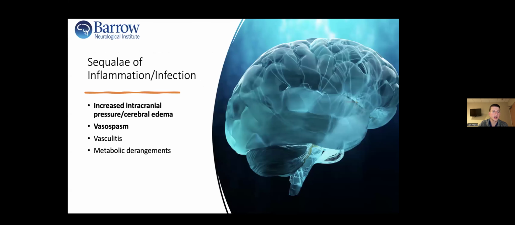Where the neurosurgeon becomes involved in the treatment of these infections is typically the sequelae of inflammation, namely increased intracranial pressure and diffuse cerebral edema, as well as symptomatic vasospasm. And while vasculitis and metabolic derangement certainly are sourced from this inflammation, unfortunately, we don't have great neurosurgical treatments for them at this time.